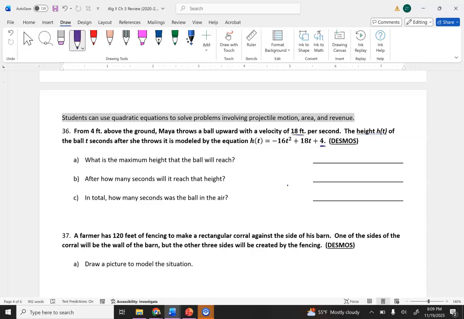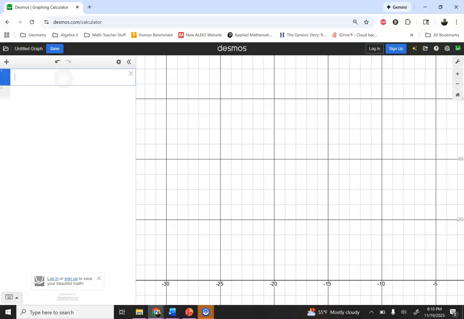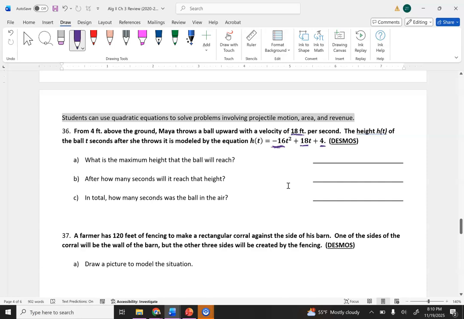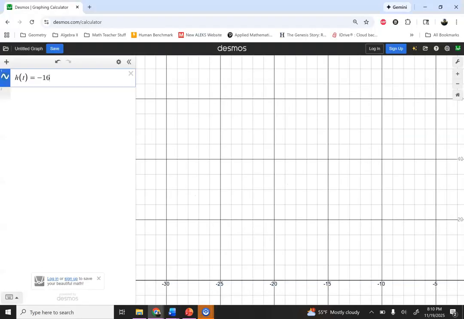The initial vertical velocity is 18, so that goes right in the middle. And because we're dealing with feet, the number in front here is negative 16. This question really doesn't get any easier than this. You just have to go to Desmos and type in that equation. You can even type it in exactly the way it looks with h and t. So negative 16t squared plus 18t plus 4.